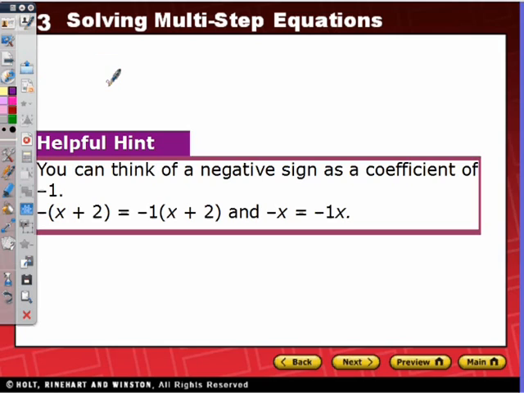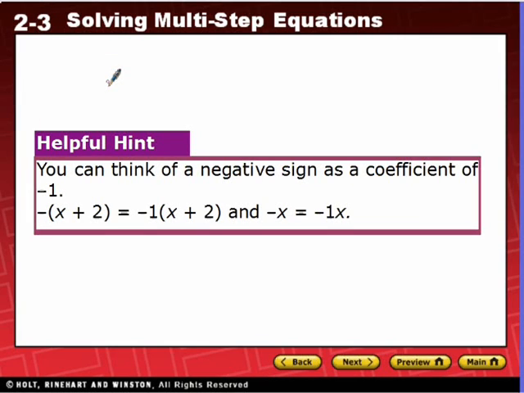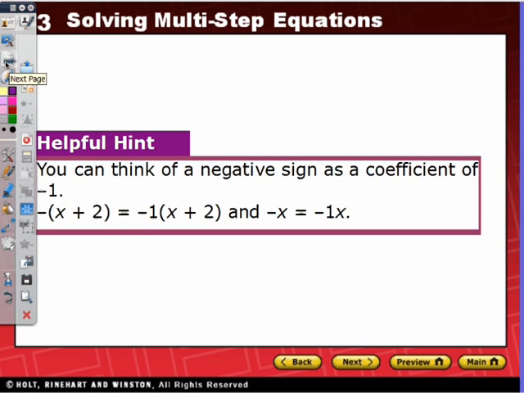Okay. Don't forget about those negative signs. You can always remember that you can stick a 1 in front of it so that it makes it easier to remember to distribute it, because you do have to distribute that negative sign. This comes into play when we subtract something that's in parentheses.